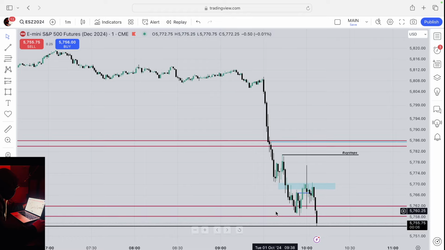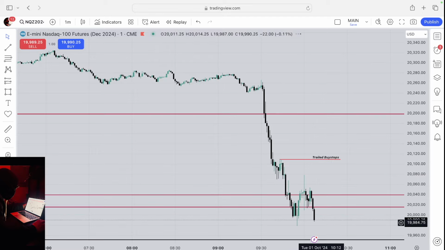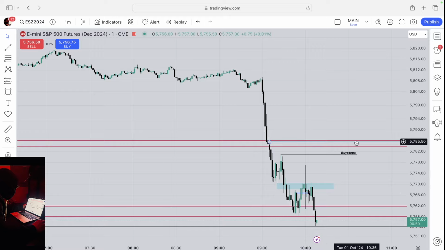Now, here is previous daily low. I want to see us get a tick below that at the very minimum. And then I want to see if we can start reverting to trail buy side liquidity here.